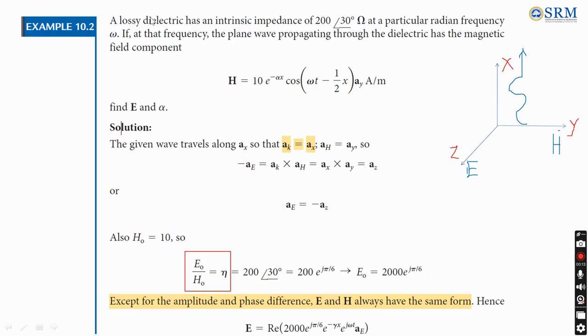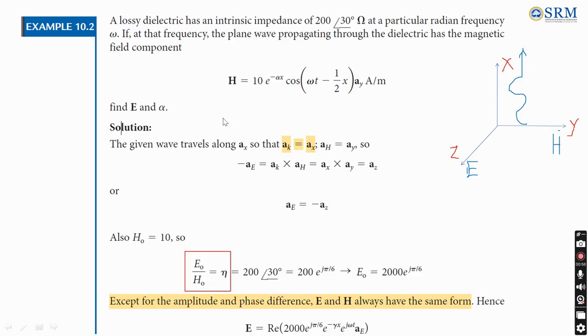So the given question: a lossy dielectric has an intrinsic impedance given, that is the eta value. The wave is propagating in a dielectric and has the magnetic field component given as H equals H naught e power minus alpha x cos of omega t minus beta x into the unit vector. By seeing the unit vector, we can see the magnetic field is along the y direction, in ampere per meter. We are asked to find the electric field and the attenuation constant alpha.